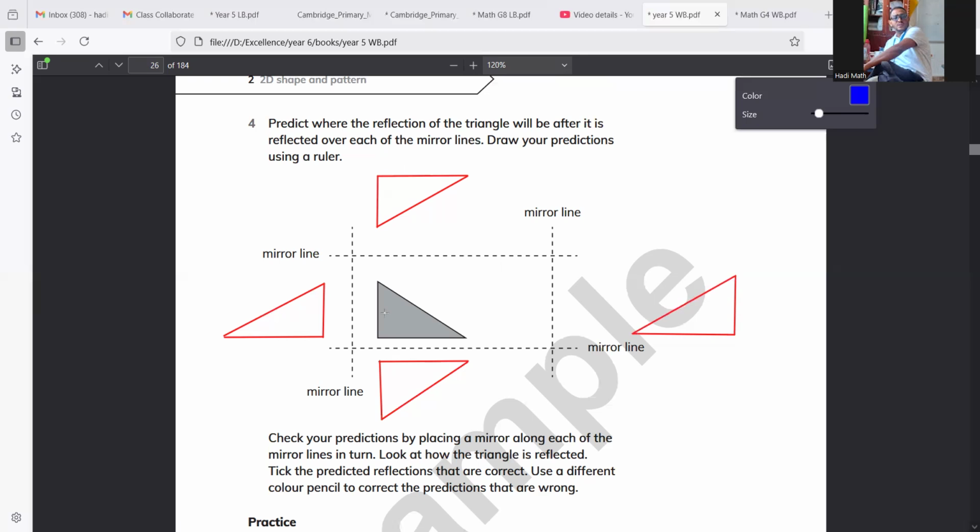This is how you're gonna reflect this triangle over those mirror lines, all of them. Remember, the distance from the mirror lines will be the same distance. The size will be the same size. Only the directions will be flipped. Meaning if it is up, it will be down, and if down, it will be up. And right will be left and left will be right. So this is what you're going to do exactly. Let's go to the next question.